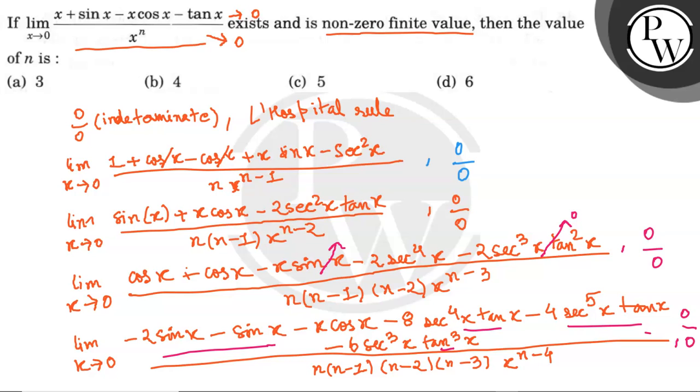So we will again apply the L'Hospital rule. Why are we applying L'Hospital rule continuously? Because our aim is to obtain a finite value which is non-zero. So far the limit does not exist, it is in indeterminate form. So we will try to find some value after certain L'Hospital rules. So we will again apply the L'Hospital rule to the numerator and the denominator as well. Let us apply.